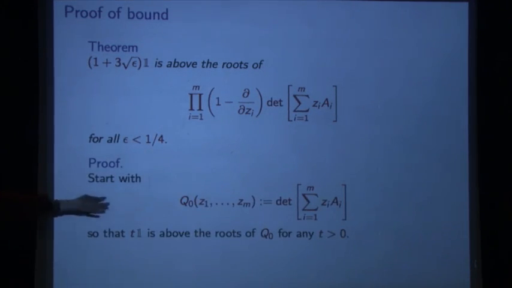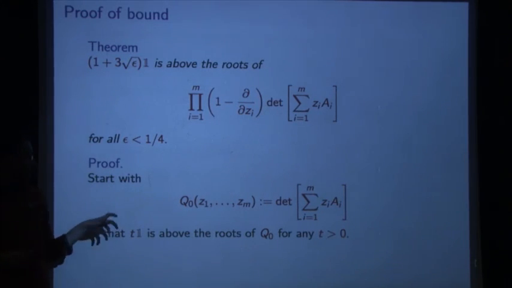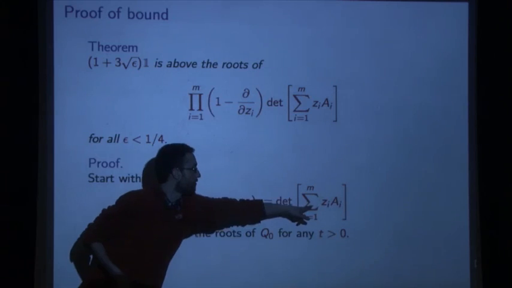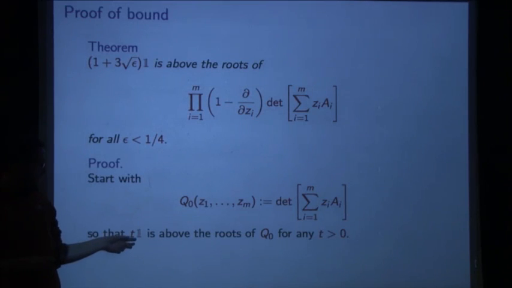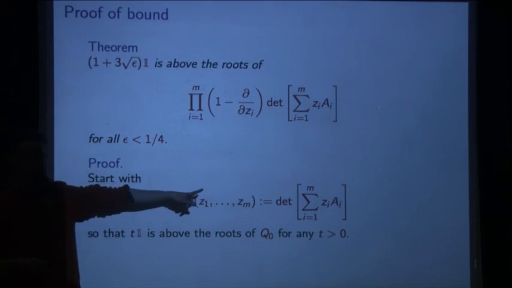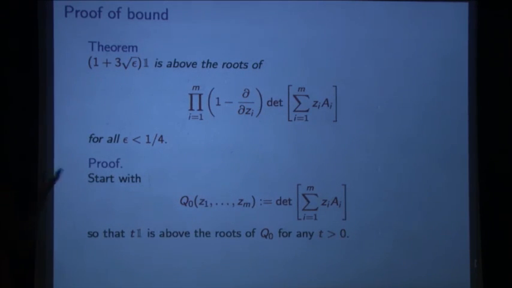And the proof is I start with Q0. And note that Q0 is a sum of positive semi-definite matrices times some variables. So as long as I plug in some t times 1, where t is greater than 0, this is going to be above the roots, right? Because when I move in any direction, it's going to get more positive semi-definite, and it's never going to get to 0. Well, this uses also the fact that the sum of the AIs is I.